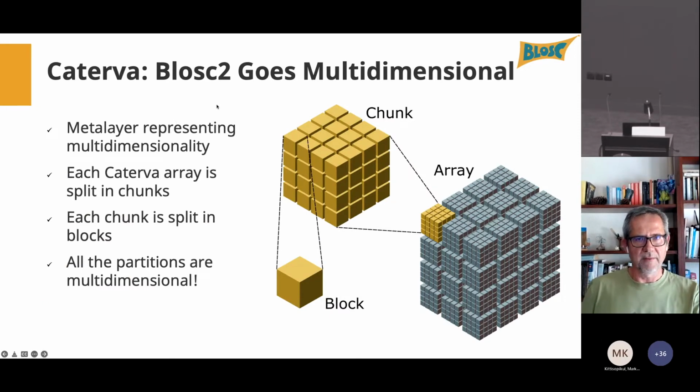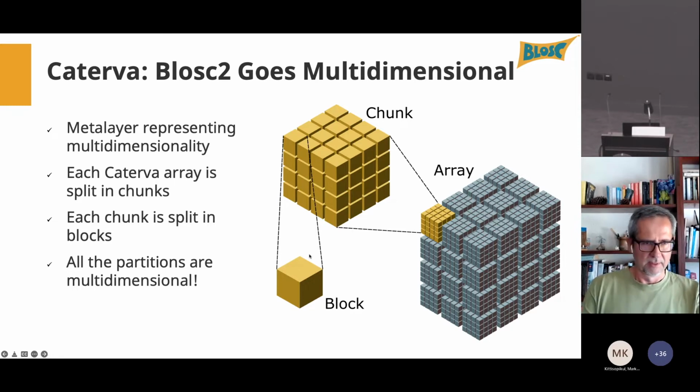Also, Blosc2 comes with Caterva, which is a library that allows Blosc2 to go multidimensional. Caterva provides a meta layer representing the multidimensional array. For example, if we have the array here, we can see that the array can be split in chunks. This is typical in most chunk containers like HDF5 or Zarr or whatever. But the innovation here is that Caterva allows a second partitioning. So each chunk can also be partitioned in blocks, okay? And these blocks can also be multidimensional, and that has a lot of implications as well.